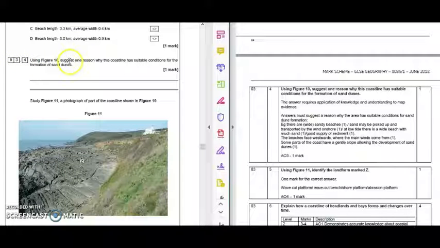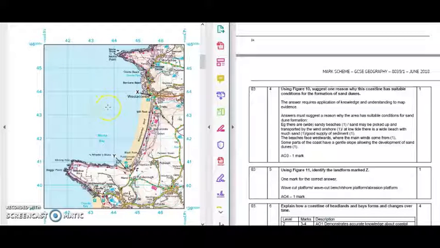3.4. Using figure 10, can you suggest one reason why this coastline has suitable conditions for the formation of sand dunes? Because remember, not every beach will have sand dunes at the back of them. So what conditions are needed? Well, it's really obvious, to be honest. You need sand. And looking at this OS map, you've got a very long, wide, sandy beach. So simply by saying there are sandy beaches, and therefore the sand might be picked up and transported by a strong onshore wind to the back of the beach, and that could be how the sand dunes form.